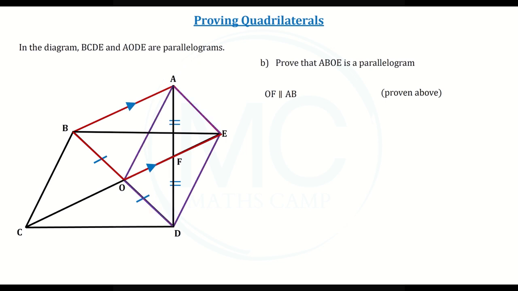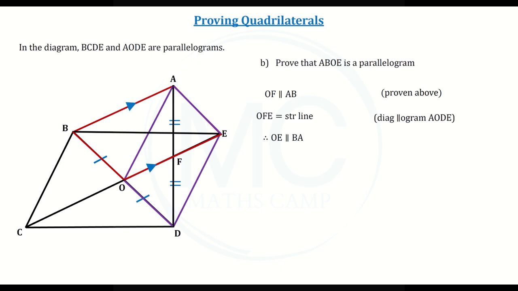Let's make it purple. OE is a diagonal in AODE, which means that it's a straight line. So we can make a note that OFE is a straight line because it's a diagonal in parallelogram AODE. This means that if OF is parallel to AB, then we can see that OE is also parallel to AB. Now in ABOE, we have one pair of opposite sides that are parallel.